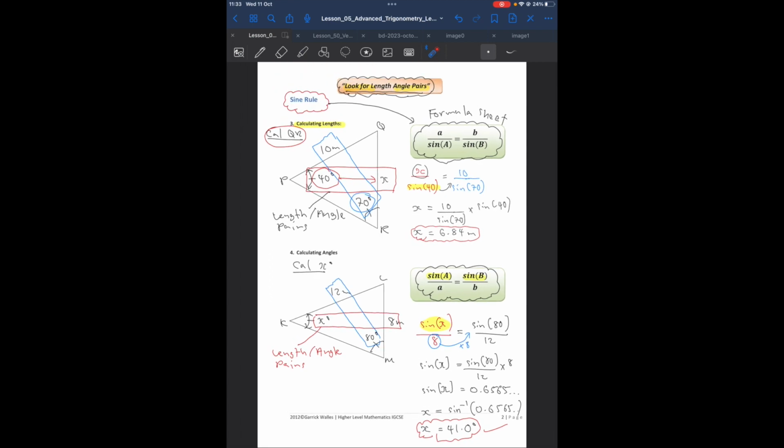So like with the cosine rule, you can use the sine rule to calculate lengths, and you can use the sine rule to calculate angles. To reiterate a simple point, you only use the sine rule when you can't use the cosine rule. So if you're looking at an exam question, check to see if you can use the cosine rule first. If you can use the cosine rule, use it. Otherwise, just use the sine rule.